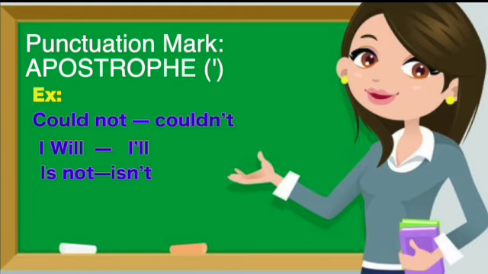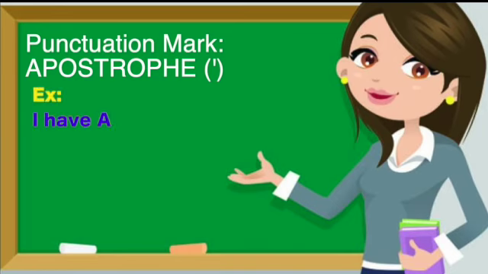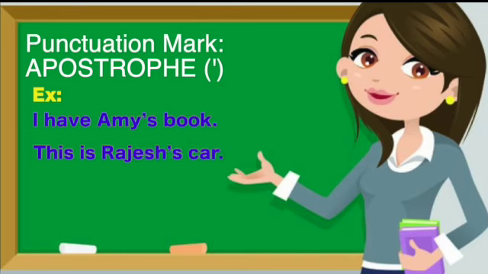Now, let's see few examples to show possession. I have Amy's book. Children, this sentence shows that the book belongs to Amy. Another example here is, this is Rajesh's car. So after Rajesh, there is an apostrophe s, which means the car belongs to Rajesh. Slaters, I hope now you all are clear with the commonly used punctuation marks.